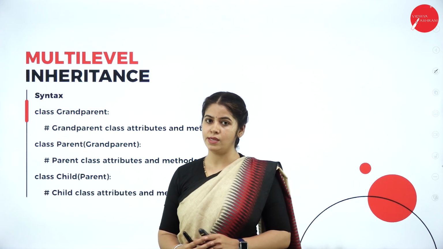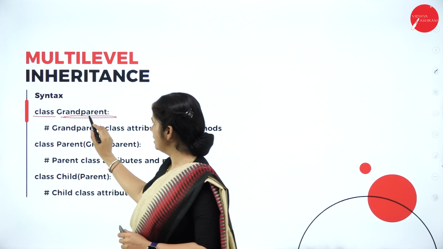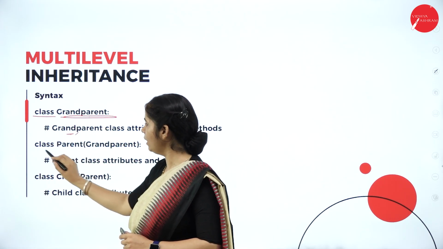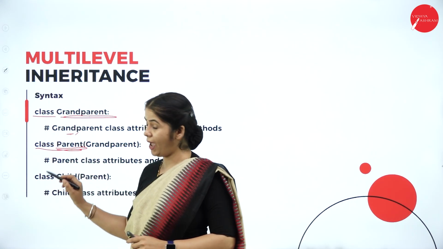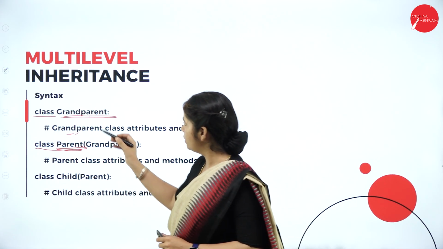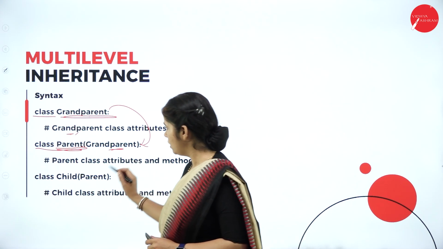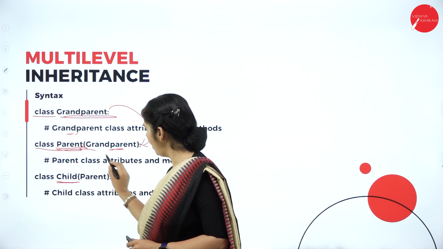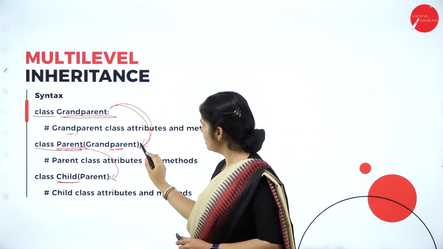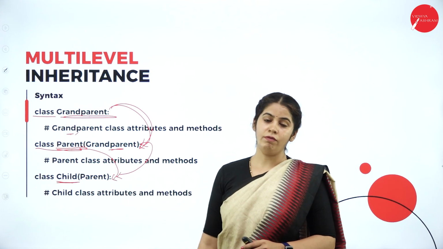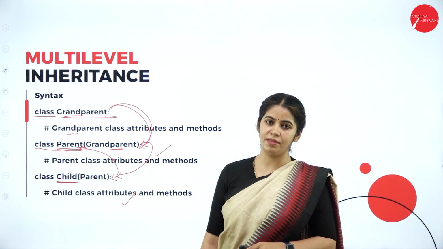So what is the syntax of multi-level inheritance? We have to create a class that is a base class. The base class has its own attributes and methods. Then the derived class: the derived class is the parent here, that is derived 1 class, which is derived from the base class, the grandparent class. Then the child is derived from the parent class, so the derived 2 class is derived from the derived 1 class. Each may have its own attributes and methods.